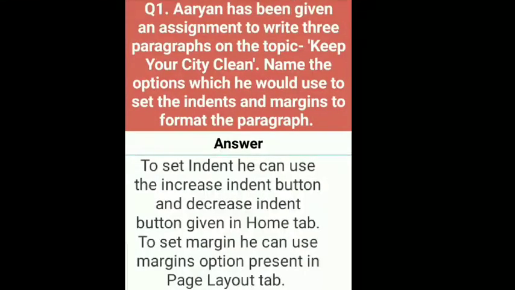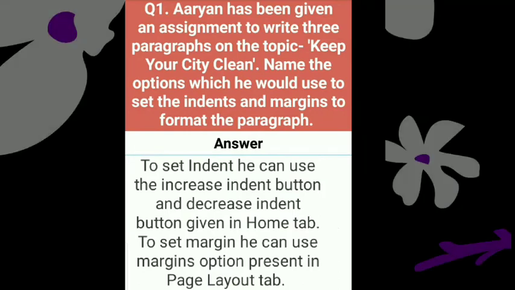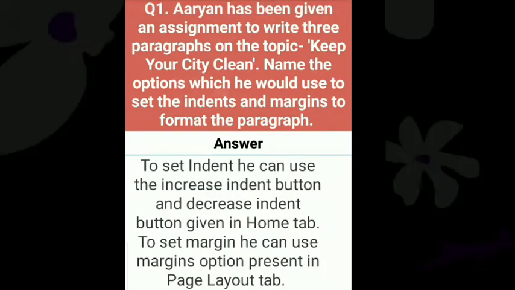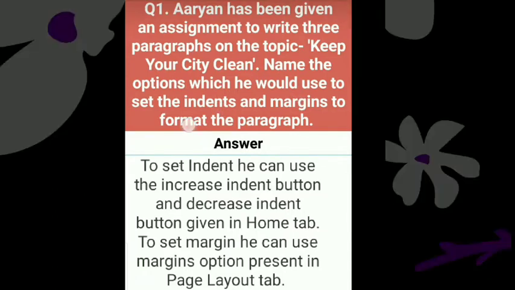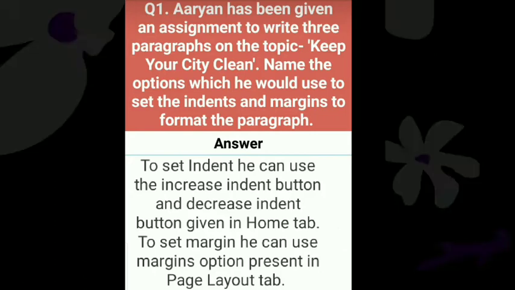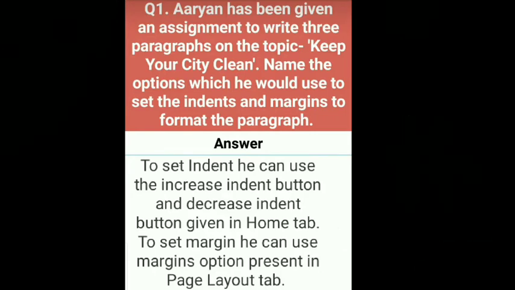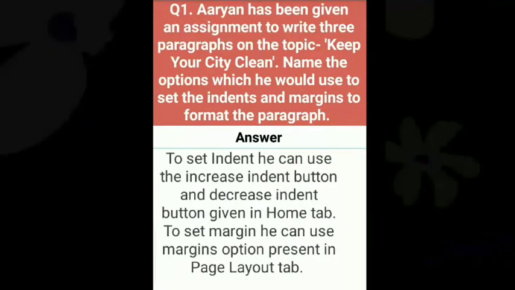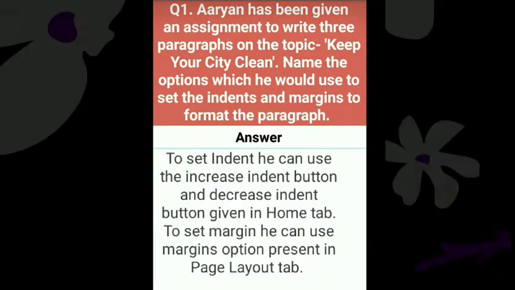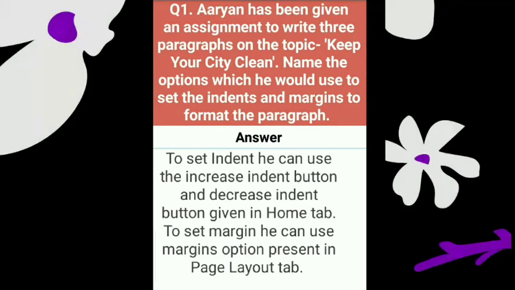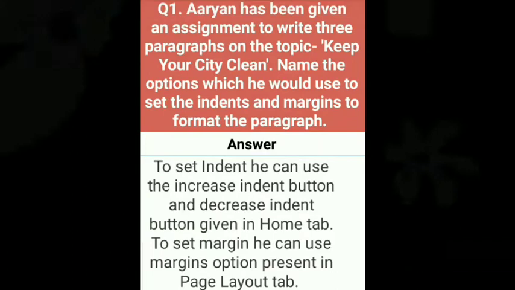Now the next thing is ABQs, means application based questions. The first question is, Aryan has been given an assignment to write 3 paragraphs on the topic Keep Your City Clean. Name the options which he would use to set the indents and margin to format the paragraph. Paragraph का indent and margin set करने के लिए which options are given in Microsoft Word? I have already told you that we have increase indent button and decrease indent button given in Home tab. So to set the indent, he can use the increase indent button and decrease indent button given in the Home tab. And for setting the margins, he can use the margins option present in the page layout tab.